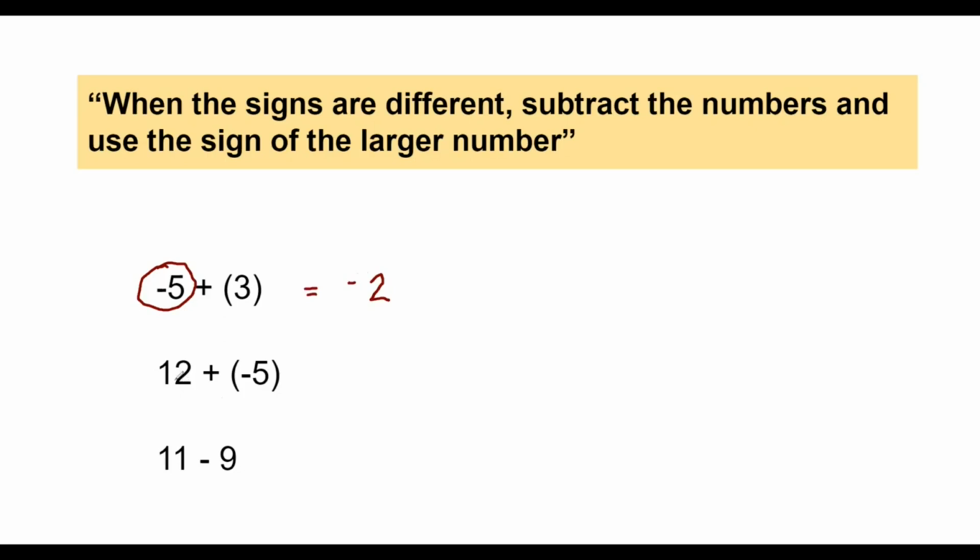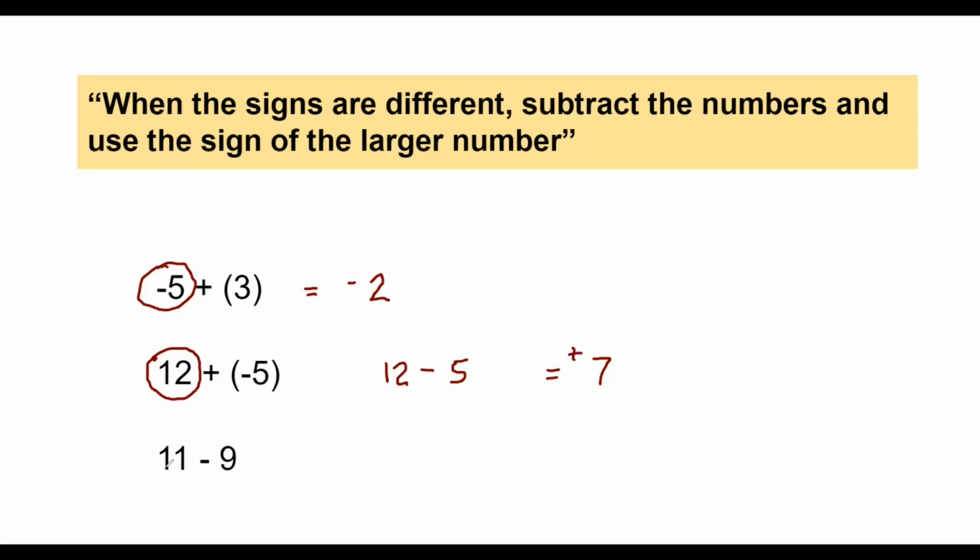Let's look at this next one. 12 plus negative 5. We could also rewrite this as 12 minus 5. But either way, we're going to treat the 12 as positive. The 5 is negative. They are different signs. So we subtract the smaller from the larger. 12 minus 5 is 7. And this was the larger number, and it is positive. So our answer is a positive 7. We can think of there being a plus sign there, but we don't write the plus sign.